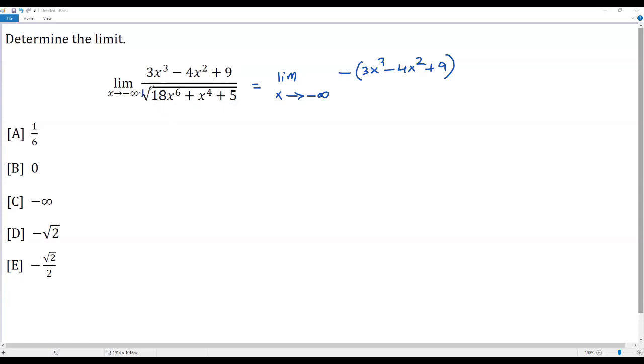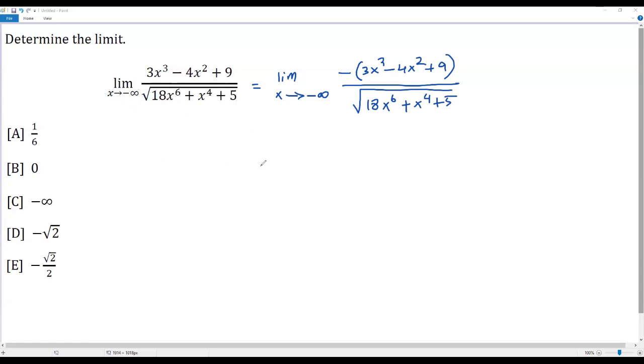Already we have a positive sign outside of the square root because there is no sign; we have to assume there is a positive sign. So for the denominator, we have a positive sign. That is, we can write positive square root of 18 times x to the sixth power, positive x to the fourth power, positive 5. Okay, so always we have to complete this work whenever x approaches negative infinity. If it approaches positive infinity, we don't have to check the work of what I've done so far.